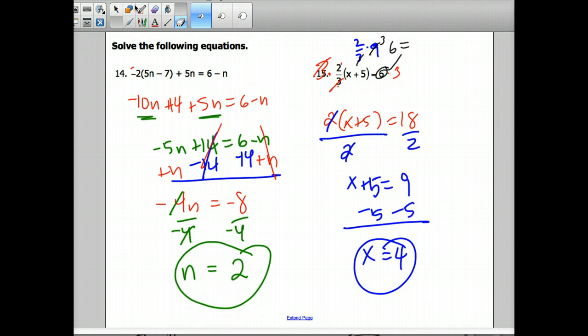Testing this one. So I have negative 2 times, if n is 2, that's a 10. 10 minus 7 is 3, plus 5 times 2 is 10. And then that simplifies to negative 6 plus 10 is 4. And that should equal 6 minus 2, which equals 4. So that works as well.